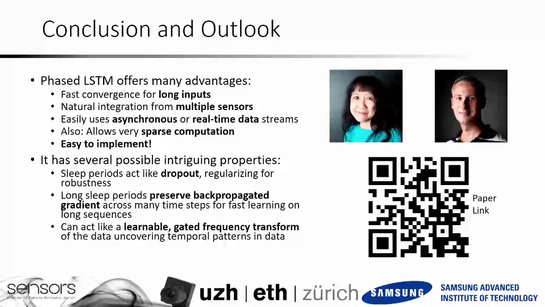Finally, and interestingly, these neurons act like a set of basis functions that do a learnable gated frequency transform of your data. And that's probably a good thing for time series data, so it's an advantageous thing.